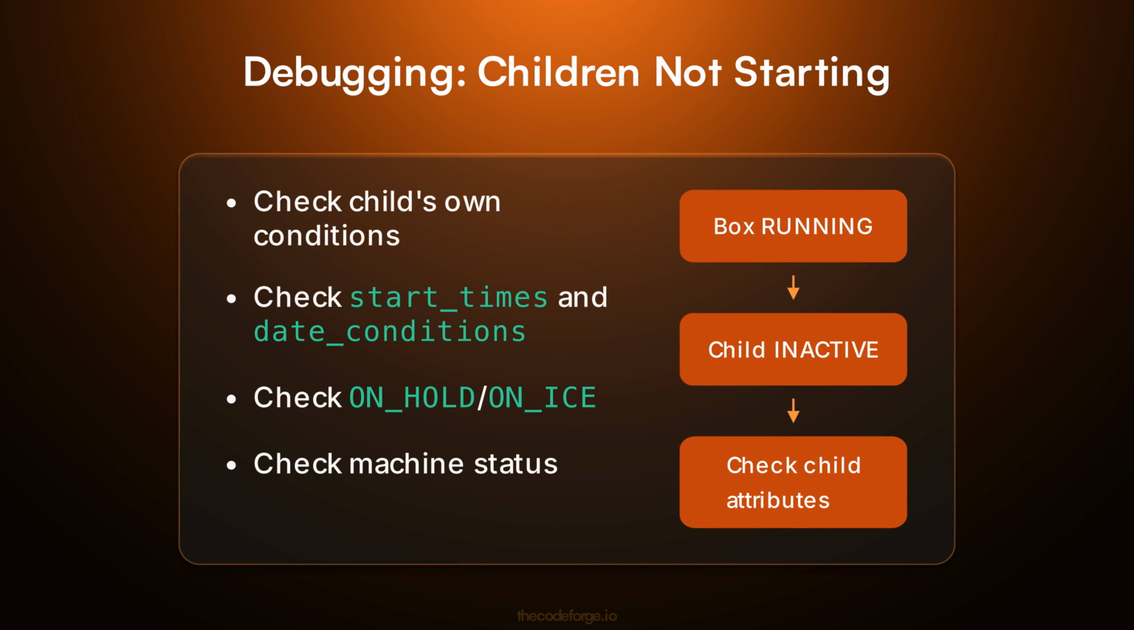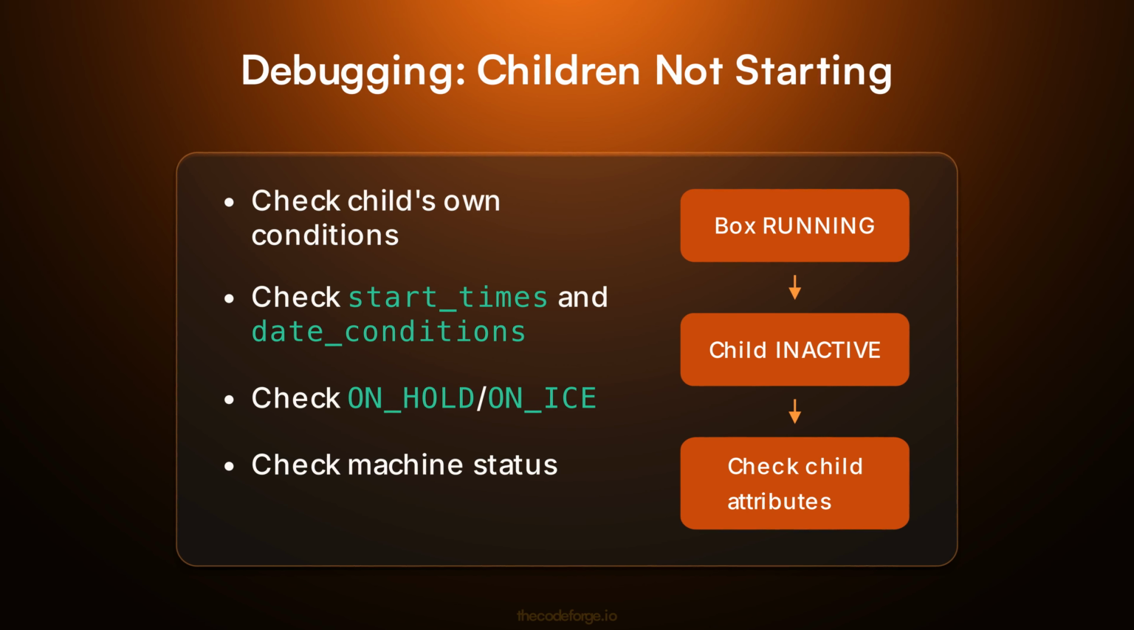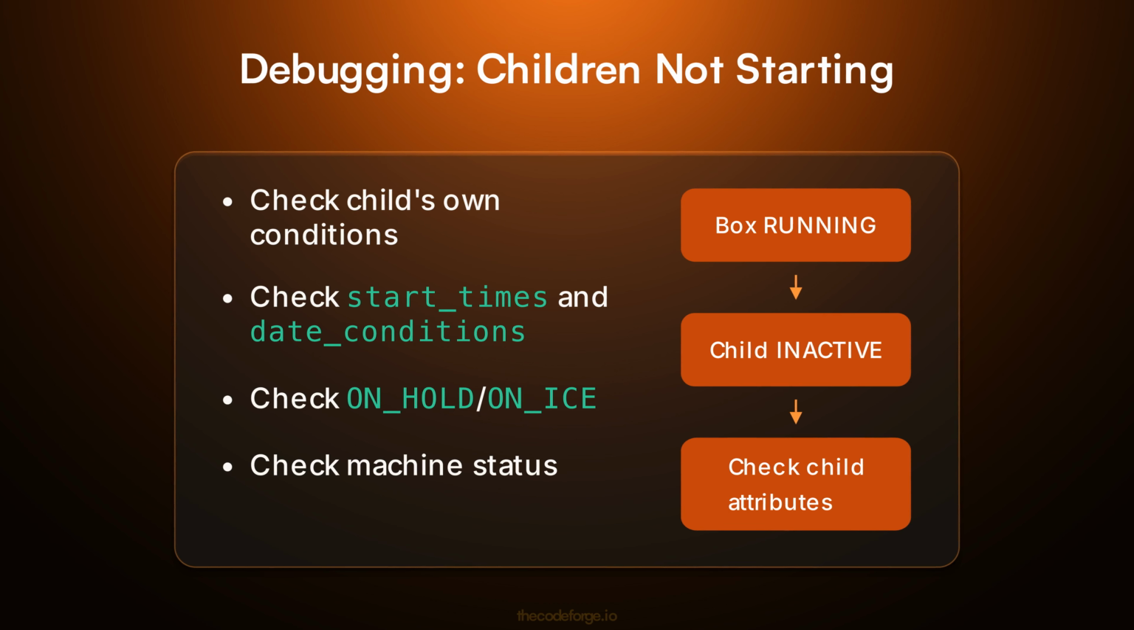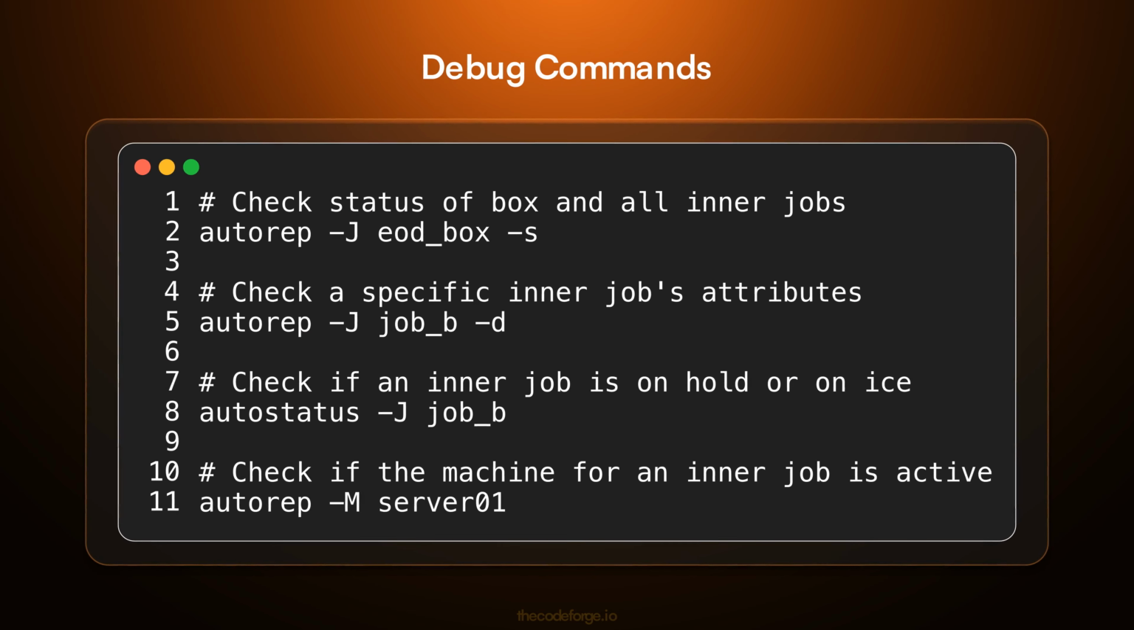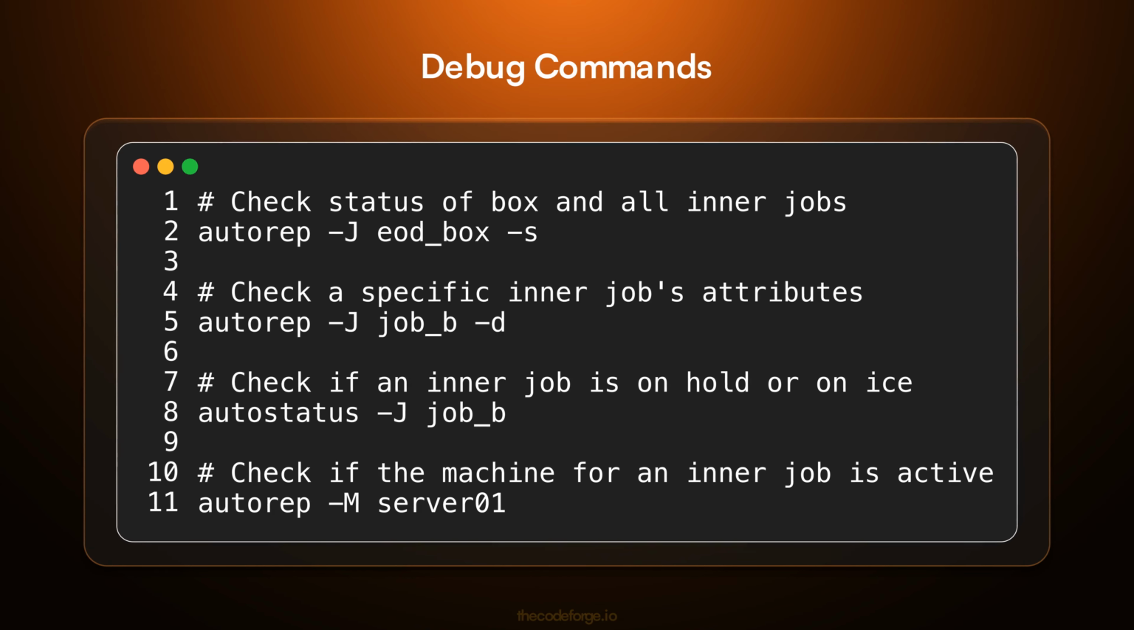When a box is running but children are inactive, the problem is never the box. Check the child's own conditions: start times, condition dependencies, on hold status, and machine availability. Use autorep to inspect. These commands are your first line of defense. autorep -j job -d shows full attributes including date conditions and start times. autostatus checks hold status. autorep -m checks machine availability.